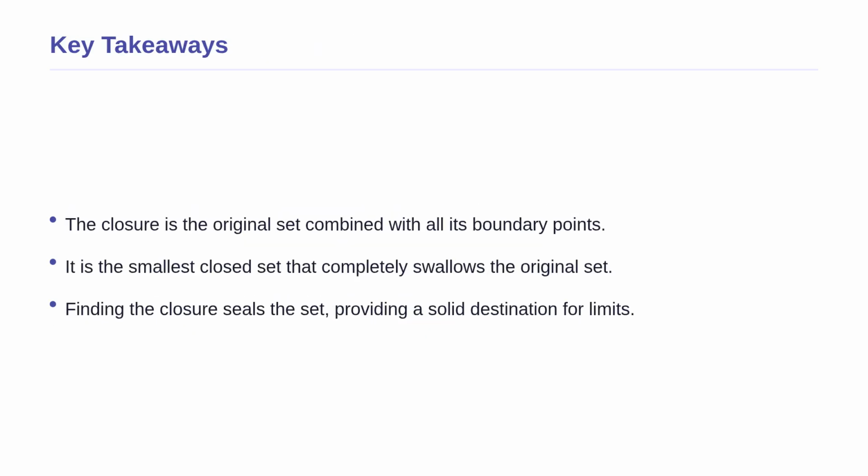We have covered a lot of ground today, so let us summarize the key takeaways. First, the closure of a set is simply the set combined with all of its boundary points. Second, it is the smallest closed set that completely swallows the original set. Finally, by finding the closure, we seal the set, ensuring that any sequence of points moving toward the edge will actually have a solid destination to land on.